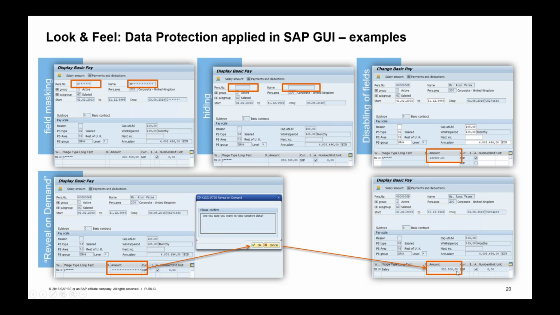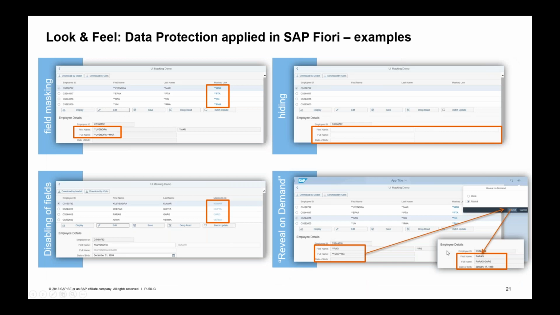There could be more fields which are reveal-on-demand relevant. There could be additional fields I'm not authorized to see, and those will remain masked for me. Now that's for SAP GUI. It's quite similar with SAP Fiori, so UI5-based features where we can achieve masking. We can also mask links.